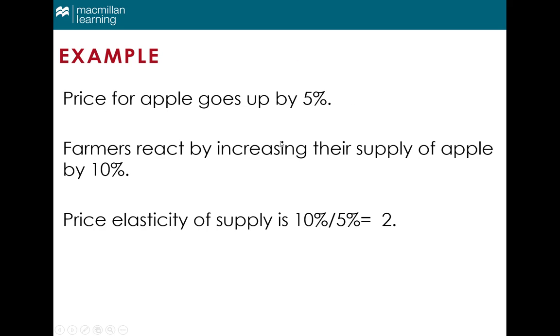Okay, so let's take this example. Let's say the price of apple went up by 5%. The farmers reacted by increasing their supply of apple by 10%. Using these two numbers, the price elasticity of supply is 2. 10% divided by 5%, which is 2.